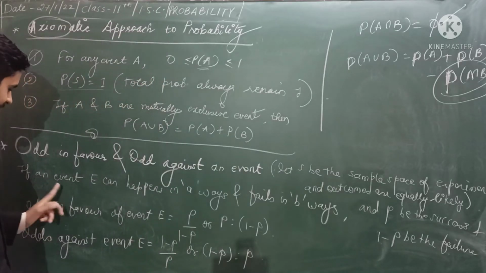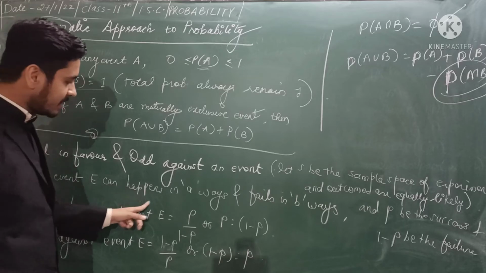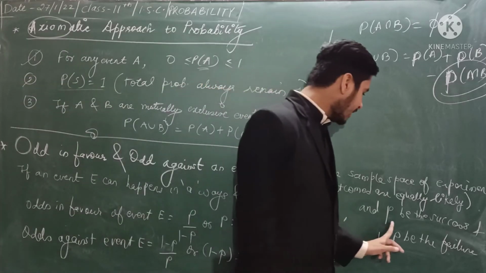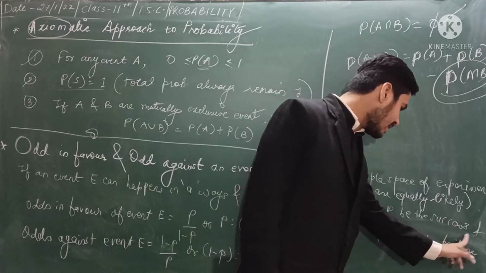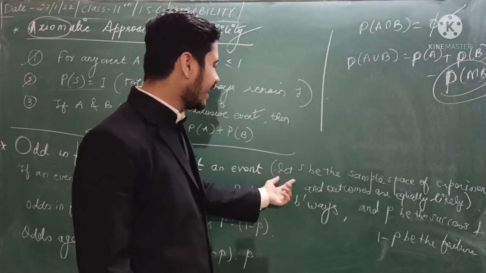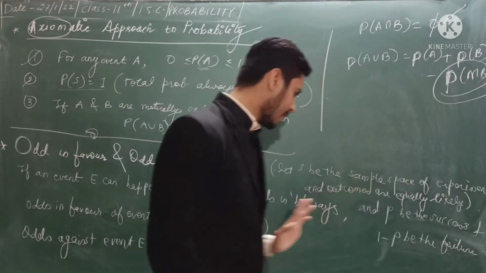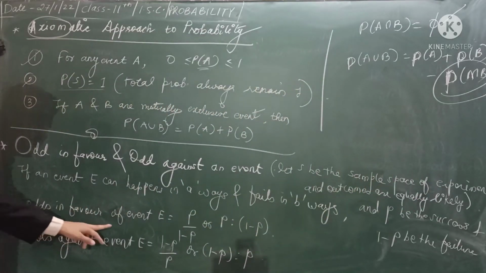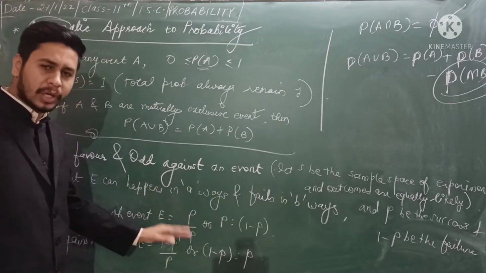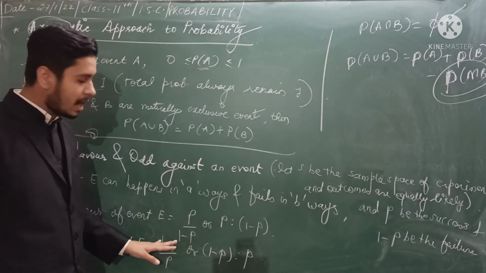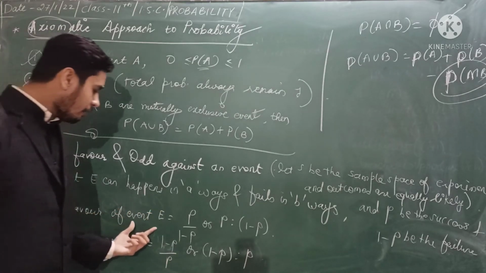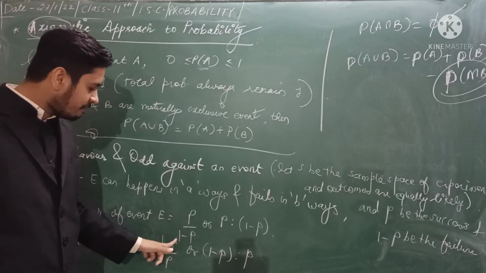So if an event E can happen in A ways and fails in B ways, we are defining that P is the success and 1 minus P is the failure, and let S be the sample space of the experiment. Then the odds in favor of an event will be P upon 1 minus P. We'll do questions on this formula, but you have to remember that the odds in favor of an event E will be P upon 1 minus P.